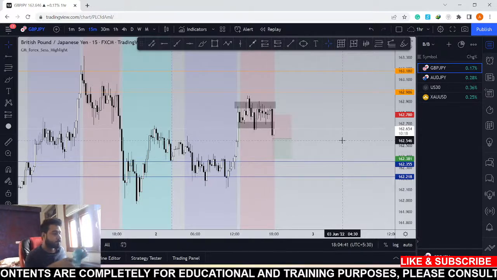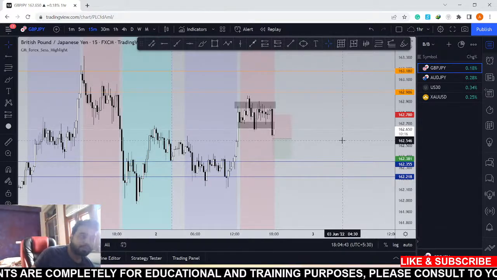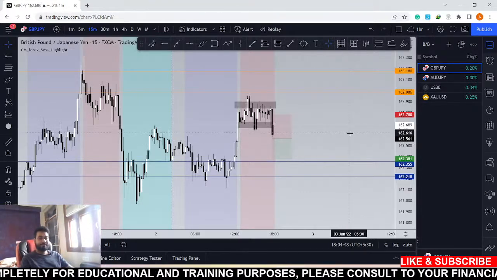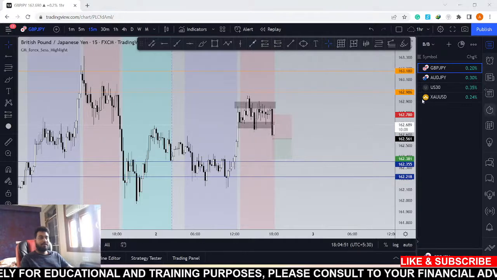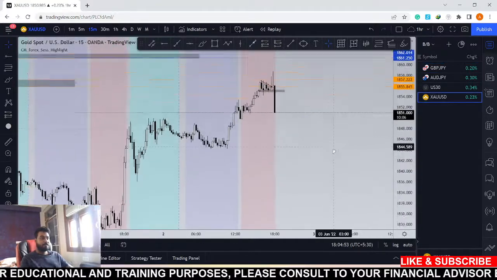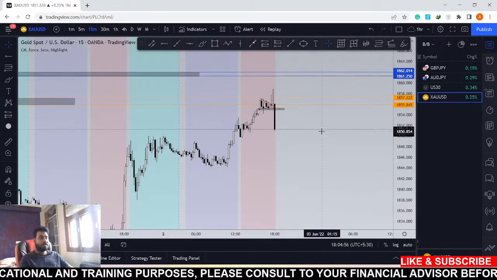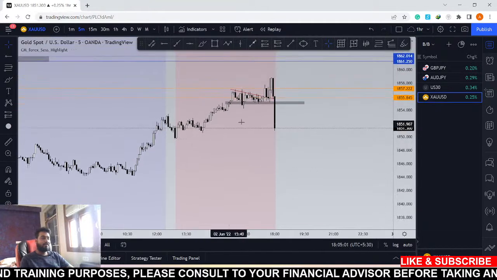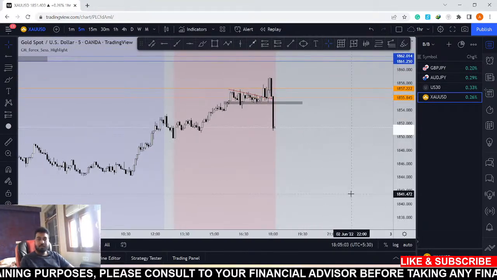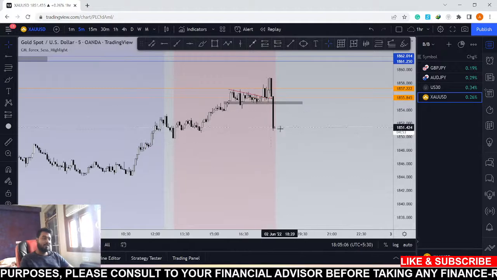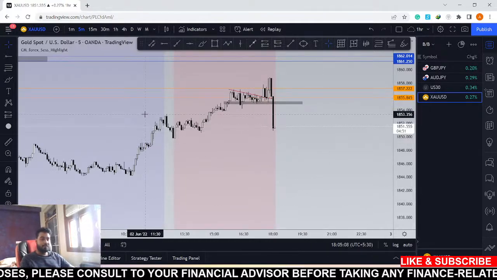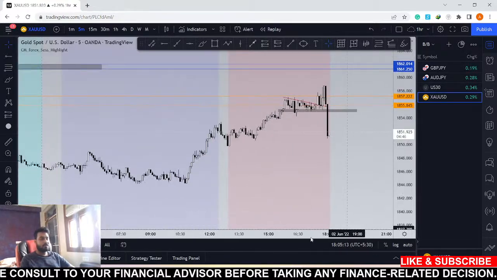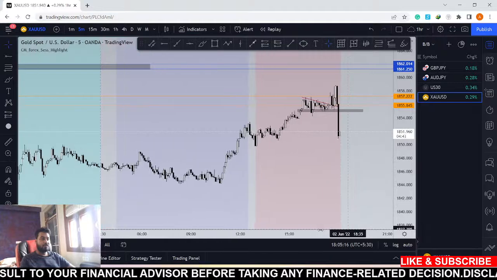This is the other trick which I use to avoid fake outs. Gold is falling heavily. You can see, this is a 5-minute candle. I will be waiting for the next 10 minutes to see whether it's a nice move or it is just a fake out.